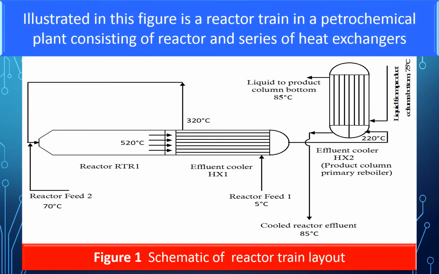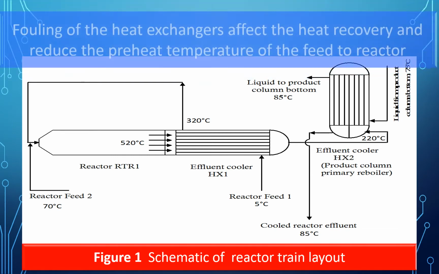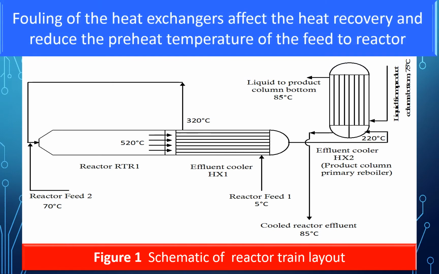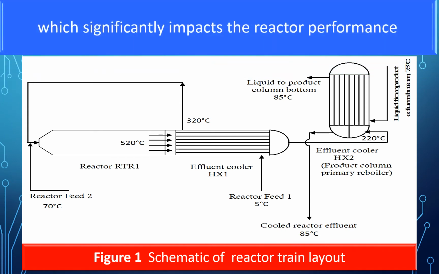Illustrated in this figure is a reactor train in a petrochemical plant consisting of a reactor and a series of heat exchangers downstream of the reactor for heat recovery and feed preheat. Fouling of the heat exchangers affects the heat recovery and reduces the preheat temperature of the feed to the reactor, which significantly impacts the reactor performance.